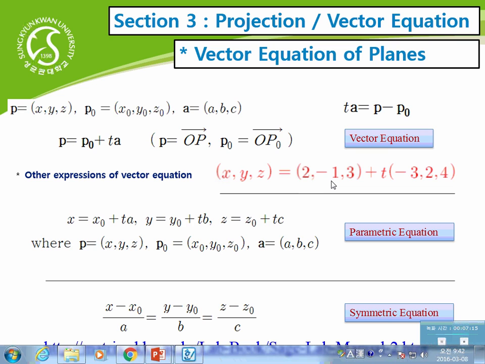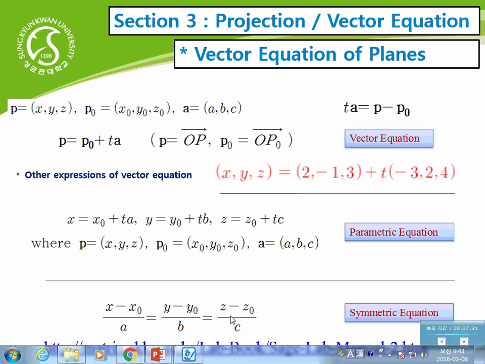They are representing the same line in a different form. In here, there is no parameter t. But as you see, it has a symmetry in the equation, so we call this a symmetric equation of a line.